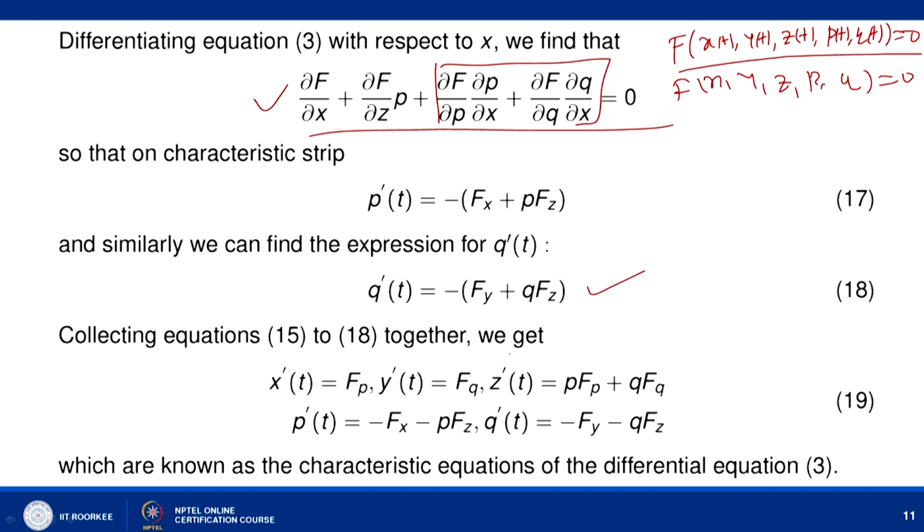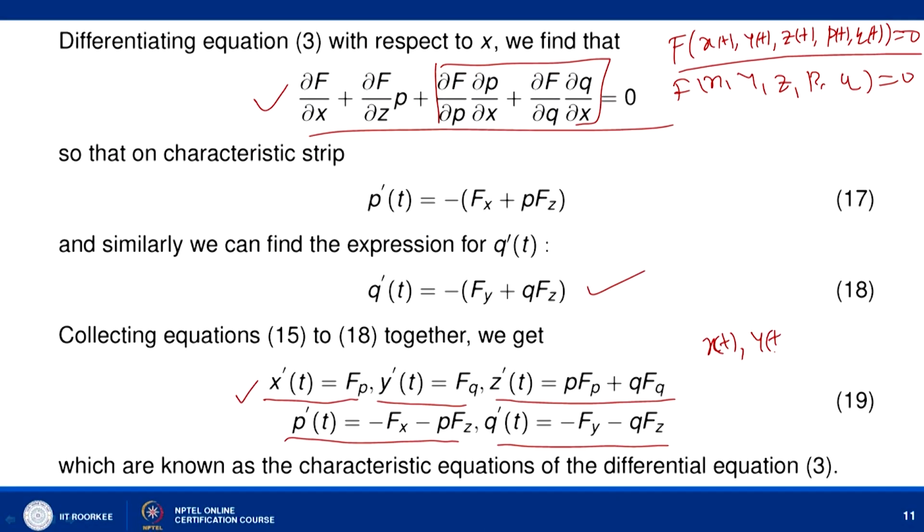So, it means that if we collect all these differential equations, then we have the 5 differential equations known as x dash t equal to f of p, y dash t equal to f of q, z dash t equal to p f p plus q f q, and p dash t equal to minus f x minus p f z, q dash t equal to minus f y minus q f z. And after solving these 5 differential equations, we can get x t, y t, z t, p t and q t.